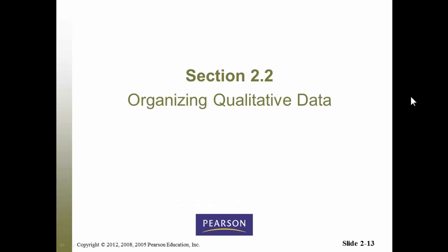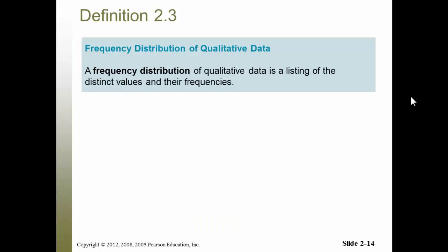Here we are again. This is for section 2.2 of our textbook, which has to do with organizing qualitative data. We have different tools for qualitative data and for quantitative data. The first, and this is one of the most important of all, is a frequency distribution for the qualitative data.